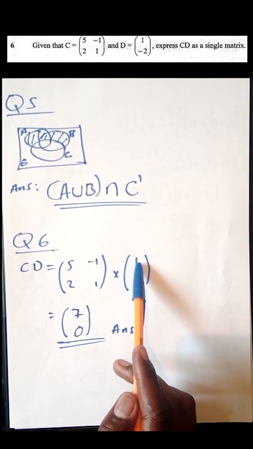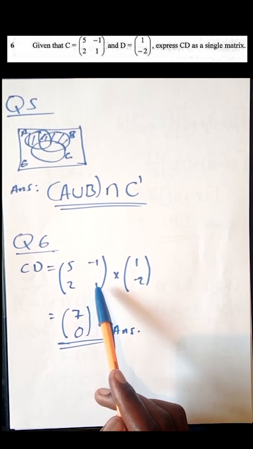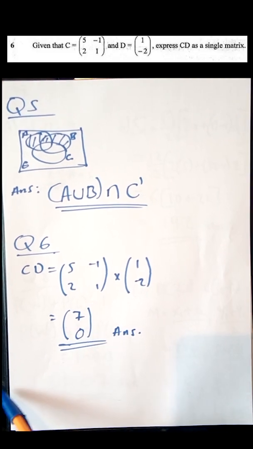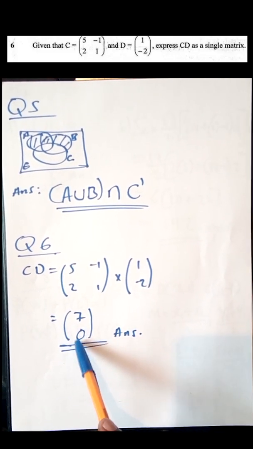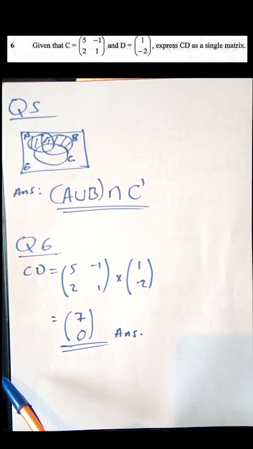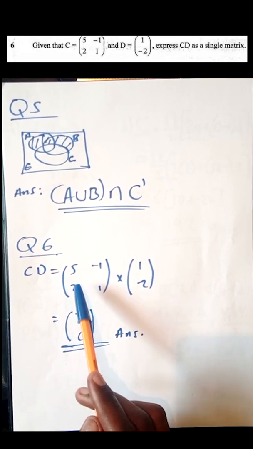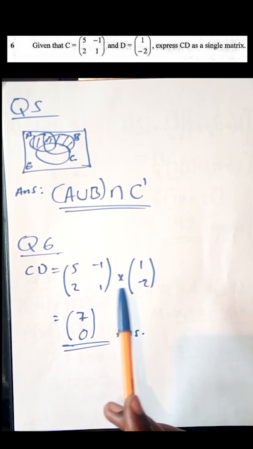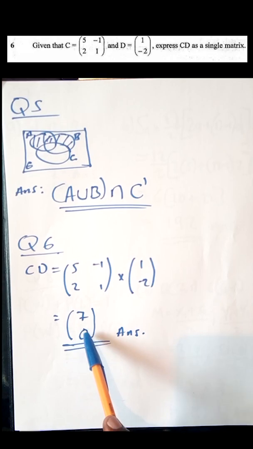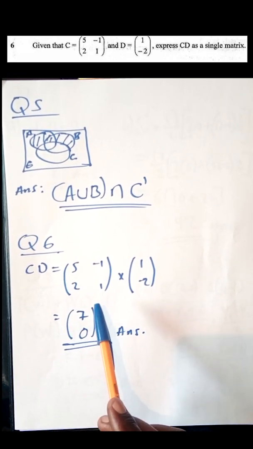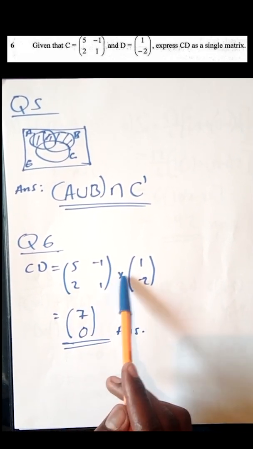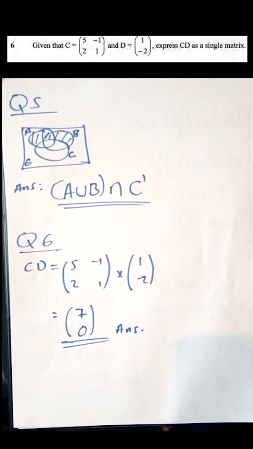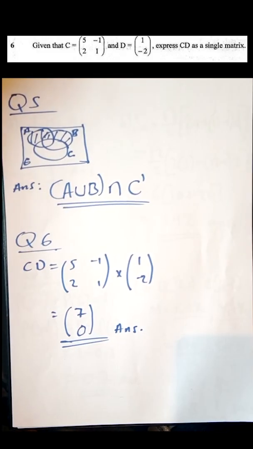So 2 times 1, that is 2. The second number is 1. 1 times negative 2 is negative 2. So 2 minus 2, you get the answer to be 0. So 7 and 0 down is the expression of a single fraction of these two. Did I just say fraction? I'm supposed to say matrix. So 7 and 0 down is an expression of a single matrix as a result of multiplying these two given matrices. And this becomes your final answer.